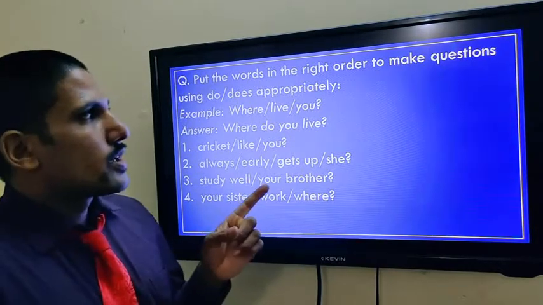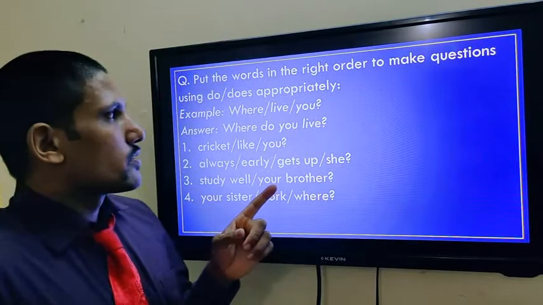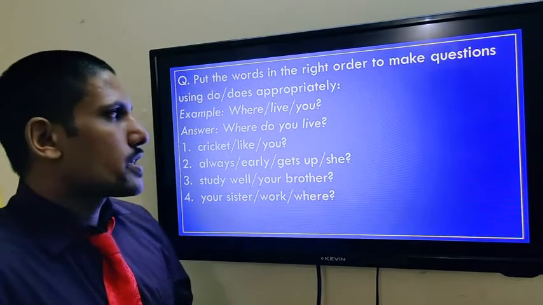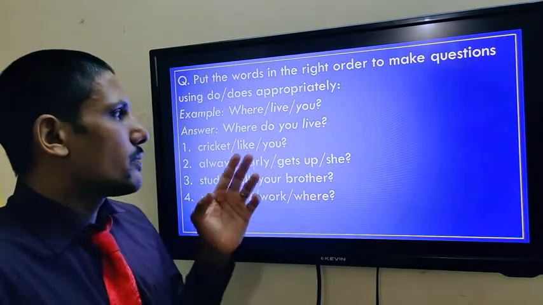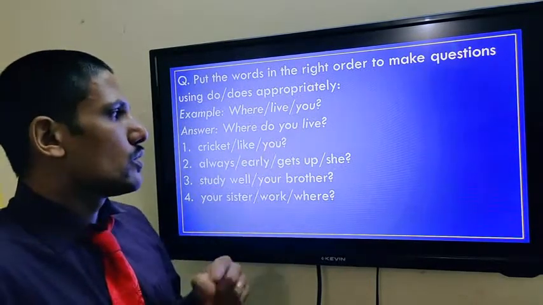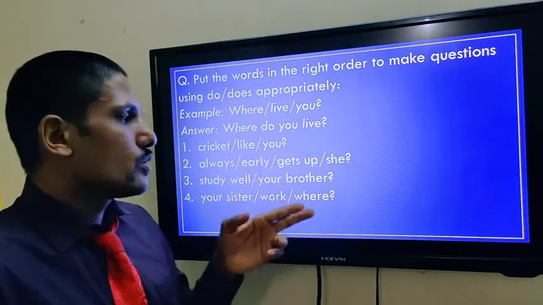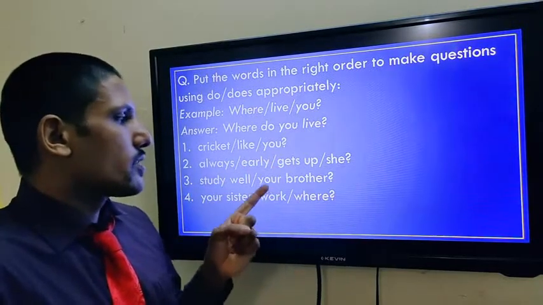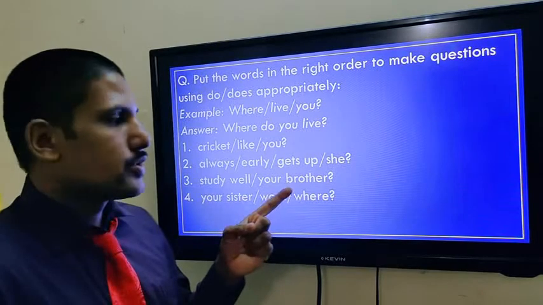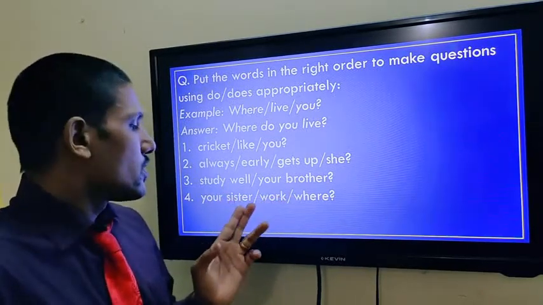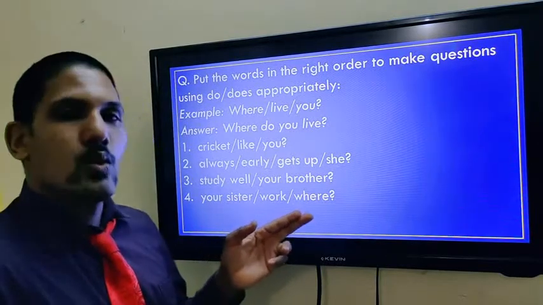Put the words in the right order to make questions, using do and does appropriately. Example: where live you? Where do you live? Cricket like you. Always early gets up she. Study well your brother. Your sister work where.